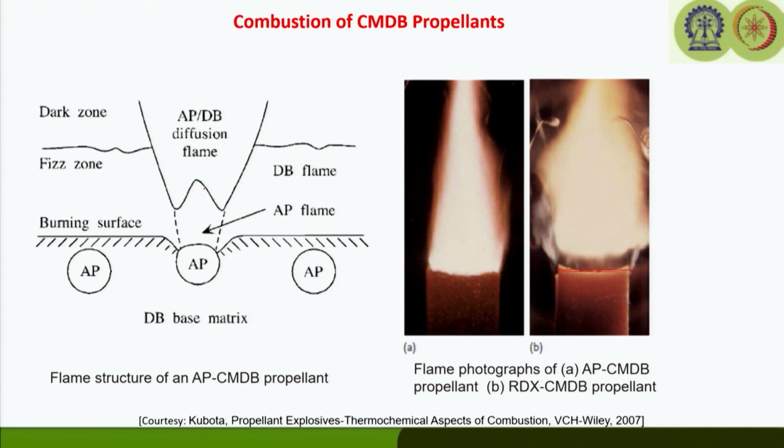So, as we increase the ammonium perchlorate concentration, the dark zone what we have seen for the base DB propellant is almost going to be eliminated. So, there won't be any dark zone above the propellant surface. That is why you can see here that there is no gap between the flame and the propellant surface. So, it is almost non-existent.